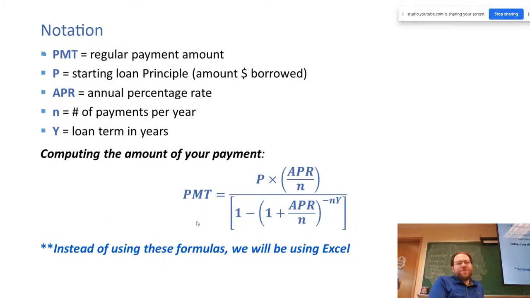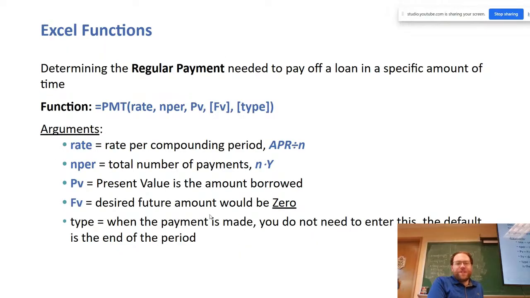Again, there is a formula to figure out a mortgage payment or a loan payment. But again, it looks kind of obnoxious looking, right? So instead of doing that by hand, we can use Excel. The regular payment formula is equals PMT. That general function there will get you the regular payment if you have all that other information.